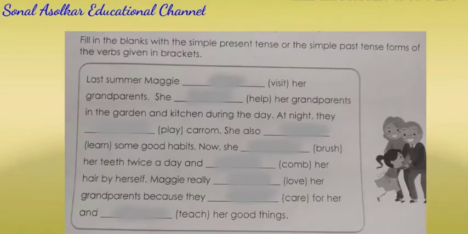Next part is the grammar part. Tenses, the simple present tense and the simple past tense. Fill in the blanks with the simple present tense or the simple past tense forms of the verbs given in the brackets. Last summer, Maggie visited her grandparents. She helped her grandparents in the garden and kitchen during the day. At night, they played carom.